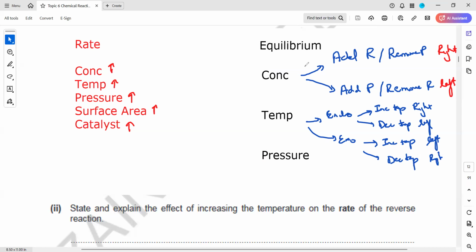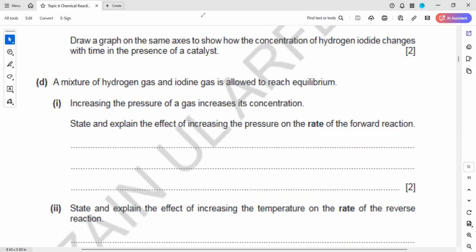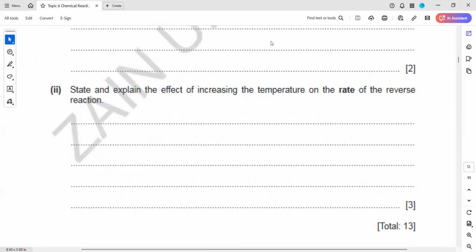Fixed rule. And for pressure, it's only valid for gases. If you increase the pressure, it will shift towards the side of fewer moles. If you decrease the pressure, it will shift towards the side of more moles. So these are the fixed rules for equilibrium. As the question was about the rate, we just use the concept of rate here. Because we are increasing the pressure, the rate will also increase because there will be more collisions per unit volume. More particles in a unit volume, so a higher rate.